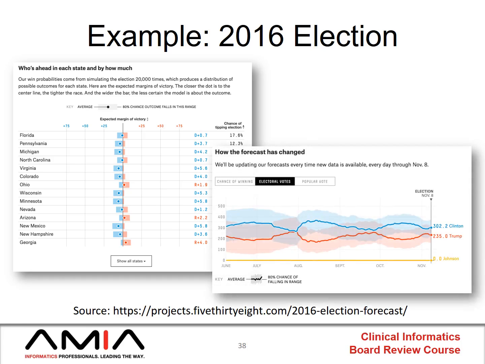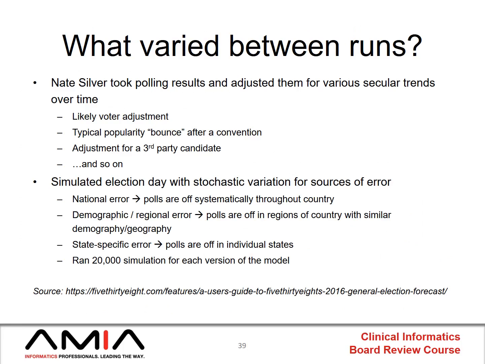They were even able to model how that forecast had changed over time due to external secular events like the conventions, for example. So what varied between each of these runs? Well, Nate Silver, the author of the 538 blog, looked at all the polling results and adjusted them based on these secular trends, such as the proportion of likely voters, the popularity bounce that a candidate would see after a convention, the adjustments that you'd have to take into account if there was a third-party candidate running, and so on.